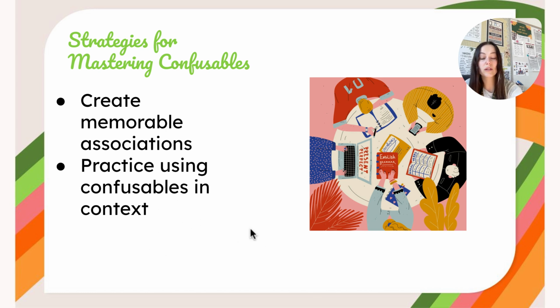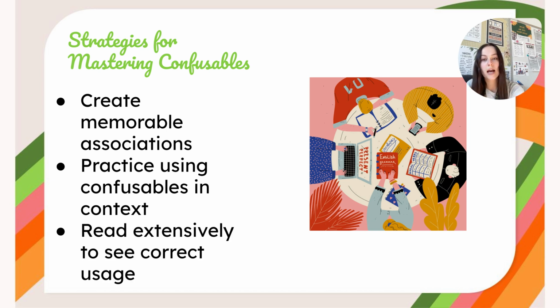Practice using confusables in context. The only way you can really become great at something and really master something is by practicing, by making mistakes, right? And trying and attempting to continue to grow. And then reading is something that undeniably will help you with confusables, but also with every grammar skill that we have gone over so far.